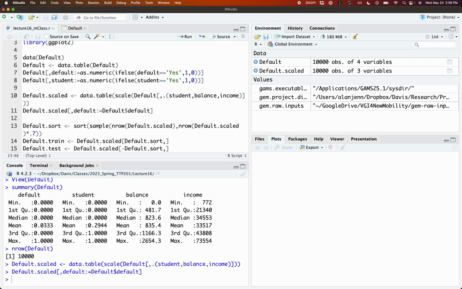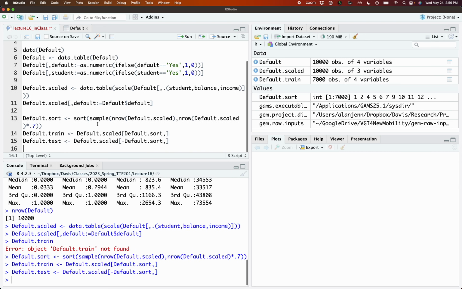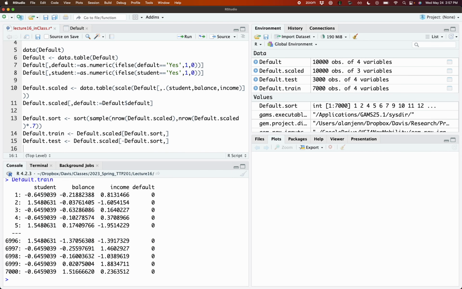Okay, so all this is doing is sampling my default set, only 70% of it, so that's going to be my training set. And for the testing set, I have this little minus to indicate everything that's not there. So now if I look at the data, I should have default.train. Oh, I didn't run it. Hang on. Default train has 7,000, and the other 3,000 are going to be test. Okay? And then all of these values are now scaled, and this is left as zeros and ones.